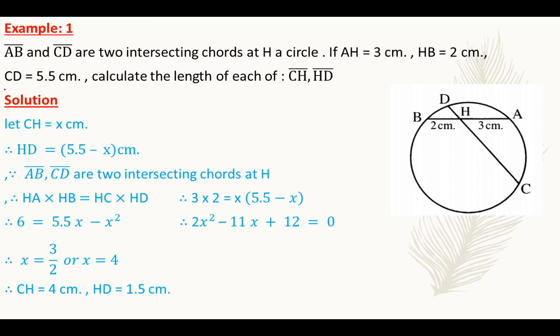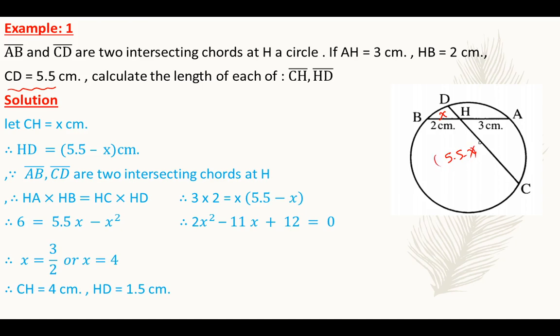But we know that the length of CD equals 5.5. Okay, so we can write that HD, its length, will be x, and CH will be 5.5 minus x.